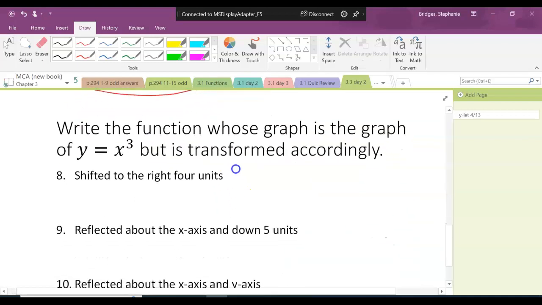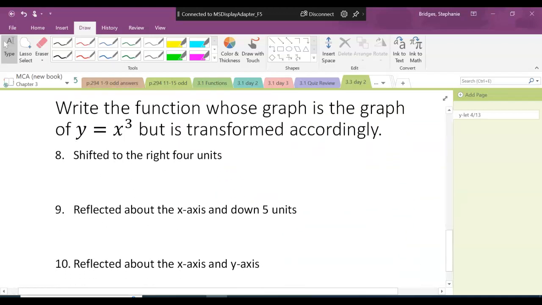All right, same thing, new function. I want you to try these 3. This time we are writing the function y equals x to the 3rd power. You have 3 different transformations I want you to write the new equation to. One is shifted to the right 4 units.